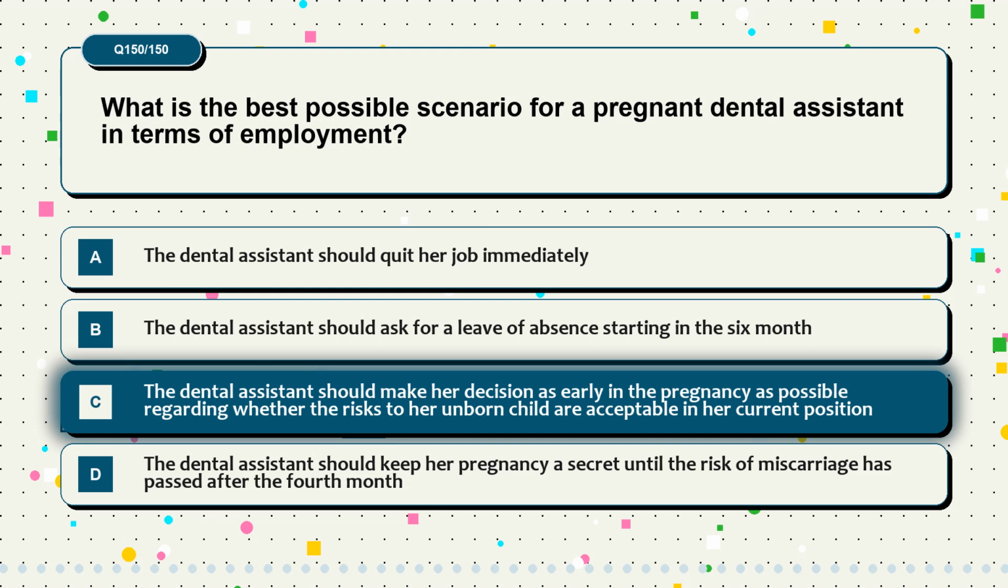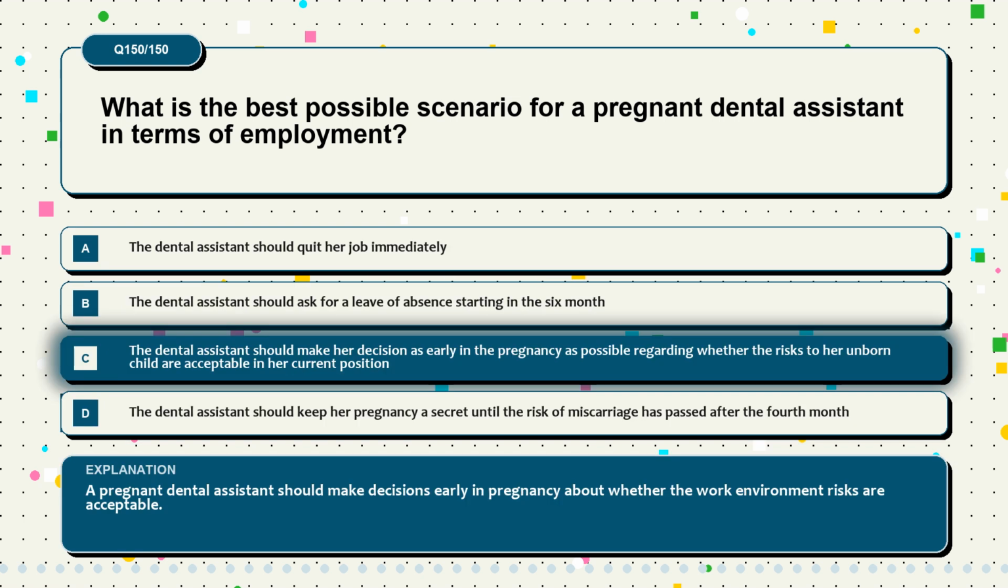The correct answer is option C. The dental assistant should make her decision as early in the pregnancy as possible regarding whether the risks to her unborn child are acceptable in her current position. A pregnant dental assistant should make decisions early in pregnancy about whether the work environment risks are acceptable.